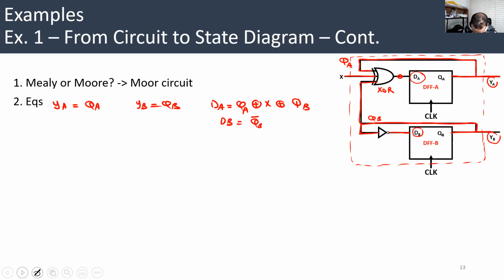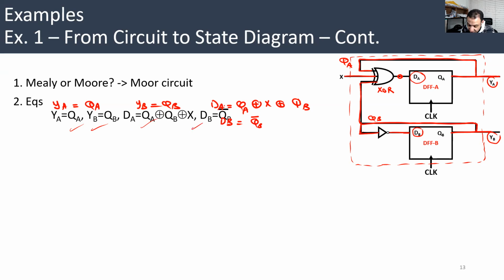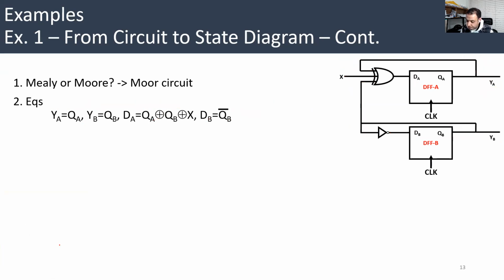Let's check now the correct answer. So yes, YA is QA, YB is QB, DA is QA XOR QB XOR X, and DB is QB bar. Okay, let's remove now the ink.